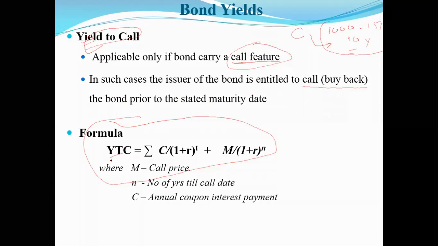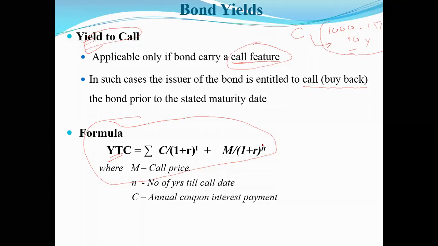This is called yield to call. The previous slide was yield to maturity. Here it is yield to call. So this formula is what we are going to use to ascertain yield to call. Clear? Again, in terms of applicability, this is not generally used. Only YTM is used, because bonds which have a callable feature are not generally accepted in the market because it creates uncertainty. But still, it is there in the theoretical concept. That is the reason I am specifically mentioning it here.